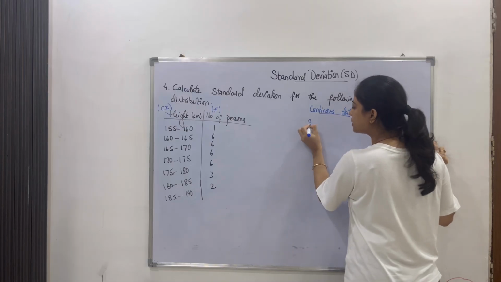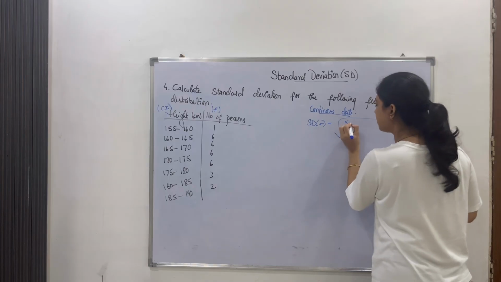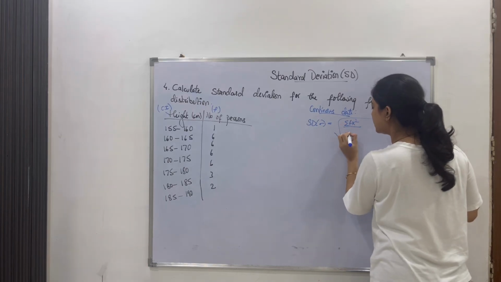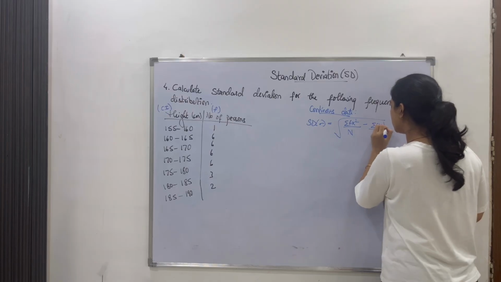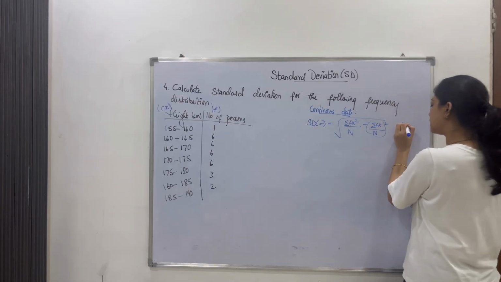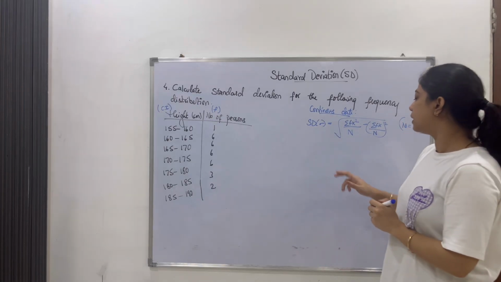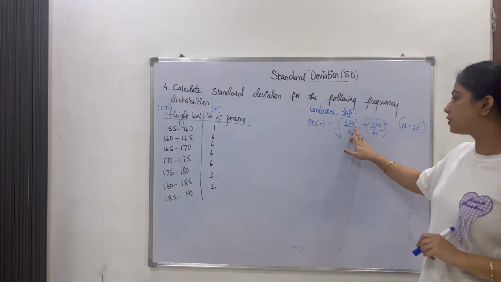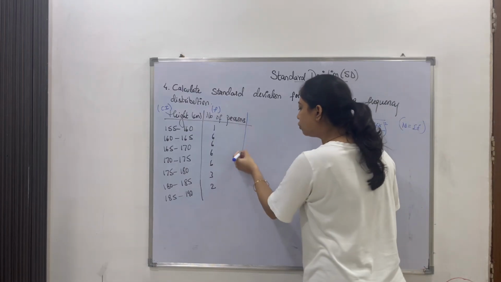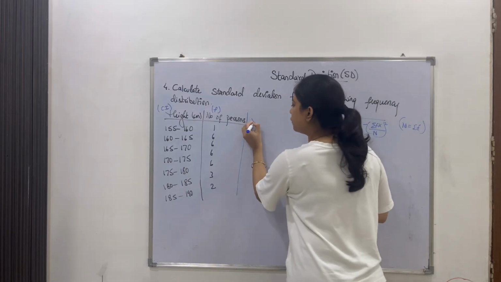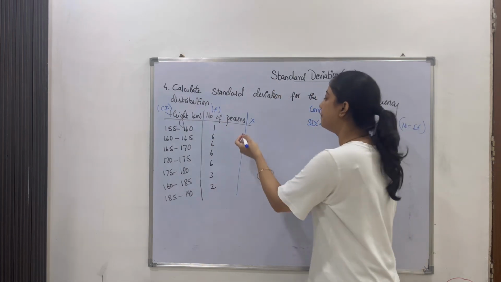Now the formula for standard deviation is again the same as discrete data, summation f into x square divided by capital N minus summation fx by N the whole square. And again N is nothing but sum of frequency. So now we have to multiply f with x square, right? For that we need x column first. So how do we find out x column? We just have class intervals given to us. So x is nothing but your midpoint.